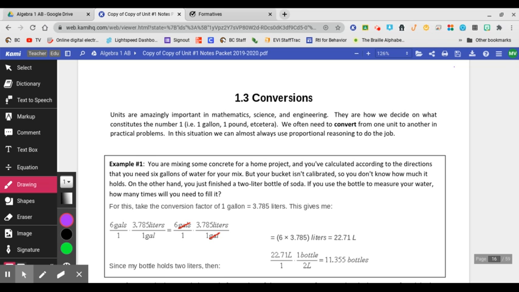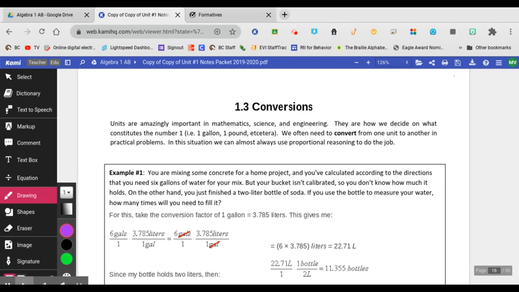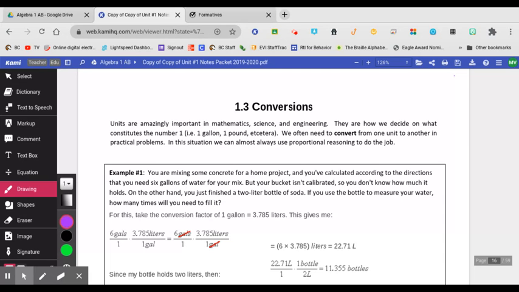Hey everybody, today we are doing section 1-3, conversions. So units are really important for math, science, engineering. It helps us know whether or not we need something that's 5 inches or 5 feet. Huge difference. They are how we decide on what constitutes 1 gallon, 1 pound, etc. We often need to convert from one unit to the other in practical problems, so we can usually use proportional reasoning to do the job.